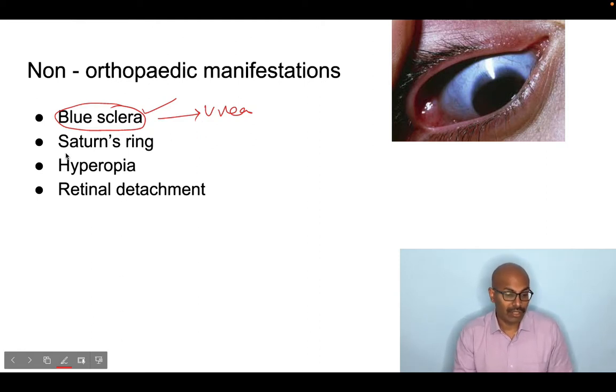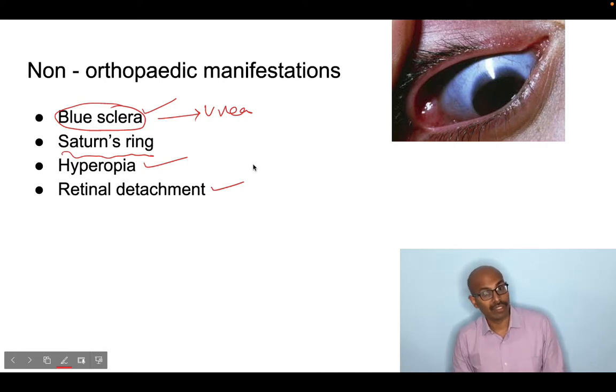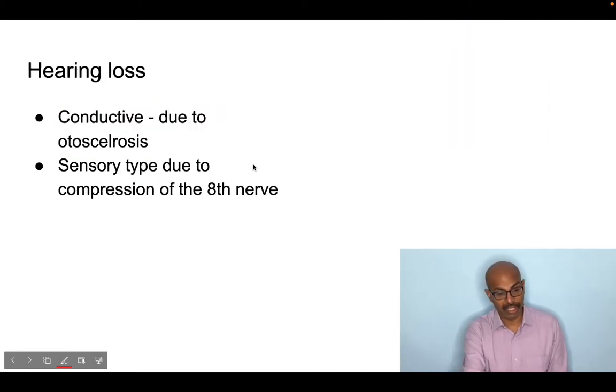The other thing that you can see is called the Saturn's ring, a white color ring around the cornea, which is also seen in osteogenesis imperfecta. Hyperopia and retinal detachments are the other ophthalmologic manifestations seen in osteogenesis imperfecta.